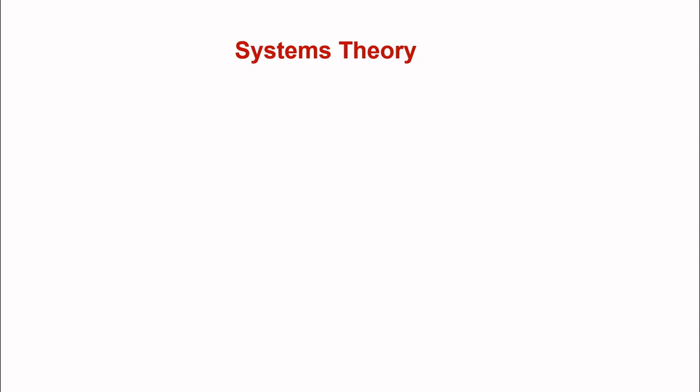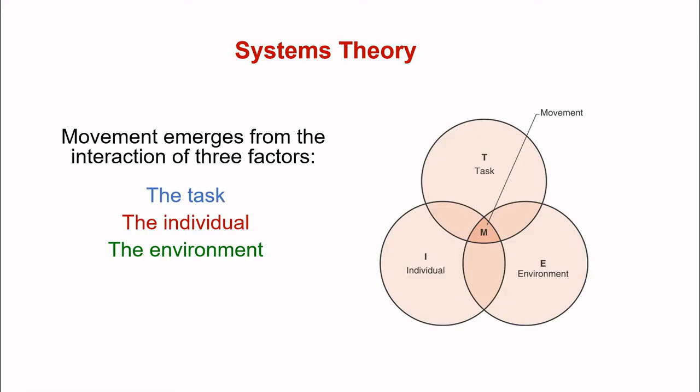The last theory we'll look at today is the systems theory. The systems approach provides a useful framework for organizing existing knowledge in the field of motor control. We will be using the systems framework to organize the content of this class. The central prediction of the systems approach is that movement emerges from the interaction of three large-scale factors. These factors are the task, the individual, and the environment.